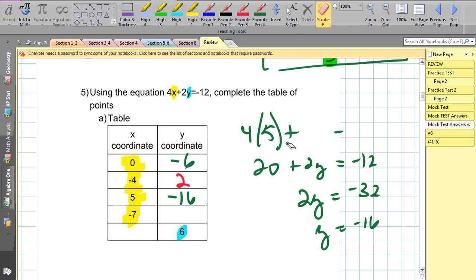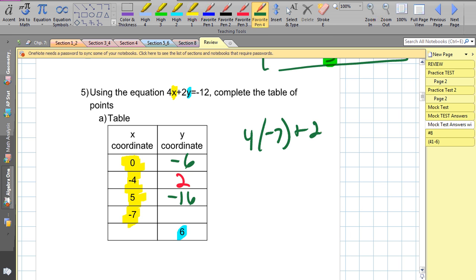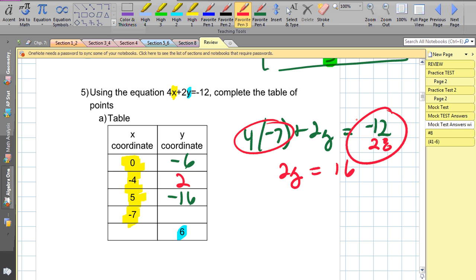All right, the next one is going to be when I plug in a negative 7. Again, also watch out when you add and subtract positive and negative numbers here. Your signs have to be absolutely flawless. So this equals a negative 28. But when you move a negative 28 on the other side, it becomes a positive 28. So when you combine those two numbers together, that's a positive 16. So it looks like y here equals 8.